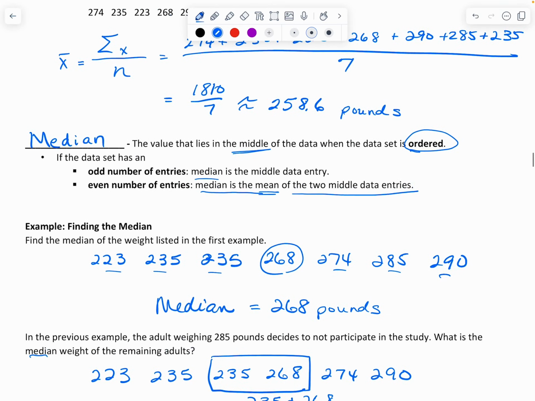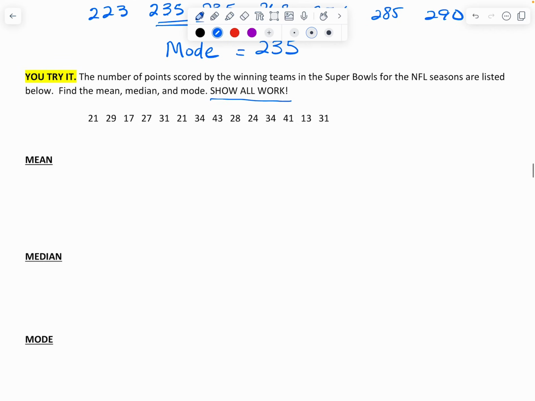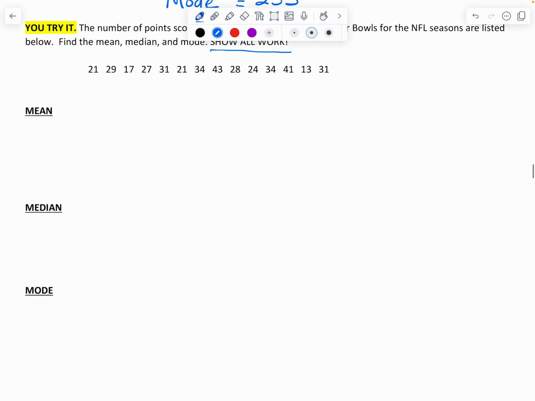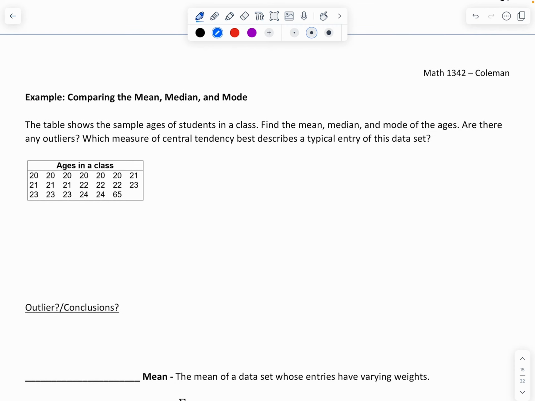For median, I need to see the numbers listed in order so that you can get that middle number. For mode, it would be the one that occurs most often. So when it says show all work, make sure you are indeed showing all of your steps. Use a calculator, absolutely, to help you with the arithmetic, but I still need to see what you're putting in your calculator, how you're getting your answer.